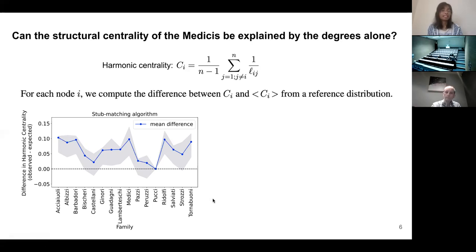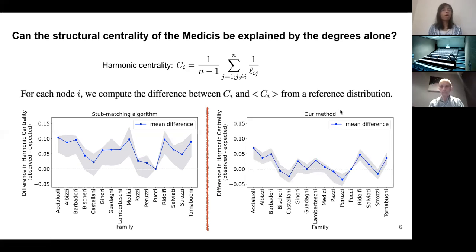And here in the x-axis, we have the families. In the y-axis, we have the difference in harmonic centrality between the observed and that expected under the null. And here we see that for the Medici family, the difference between the observed and that expected under the null is pretty high. On the other hand, if we repeat the same experiment, but instead use our method to generate the reference distribution from the configuration model, and I'm going to talk about our method in a bit, we see that for all the nodes, the results have significantly changed.